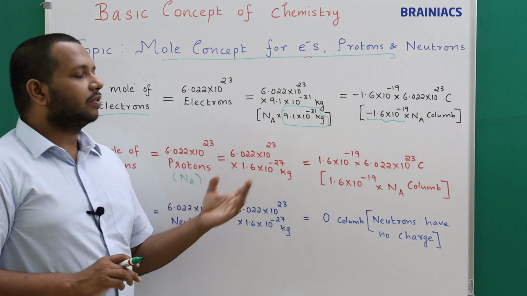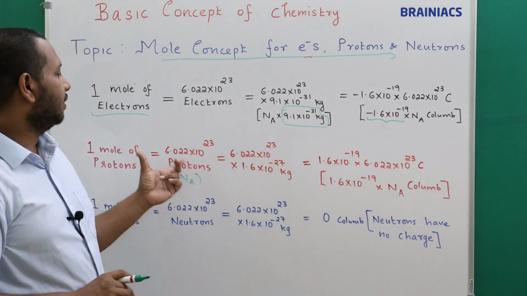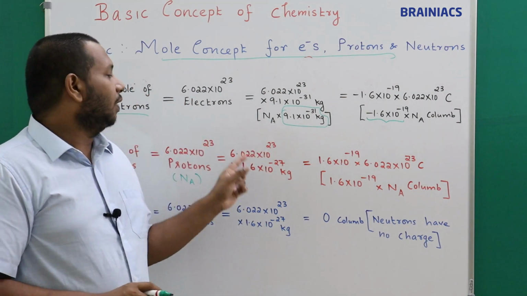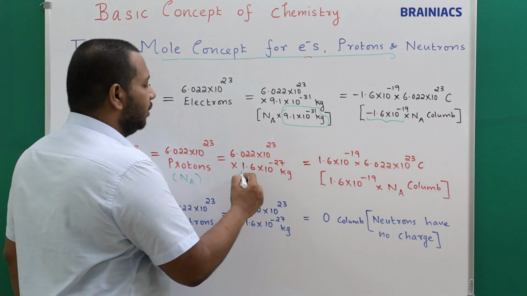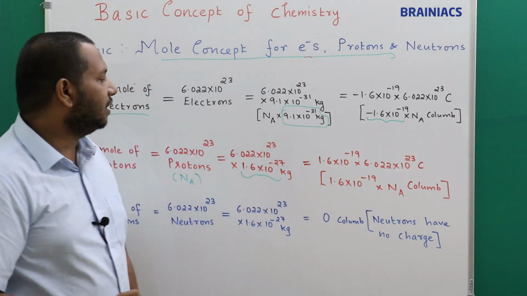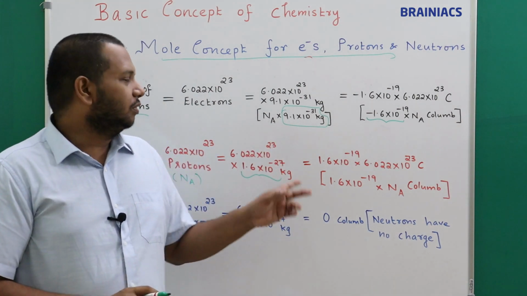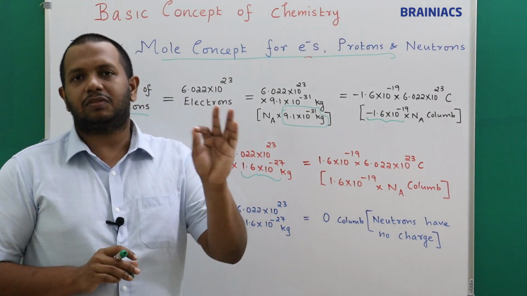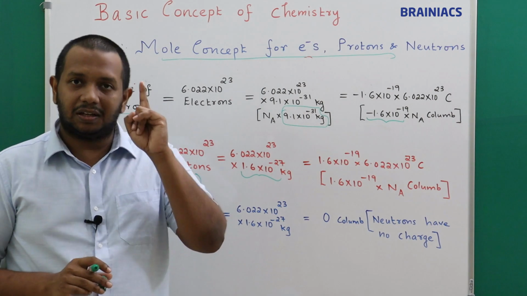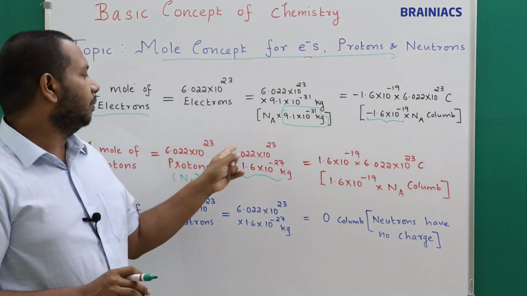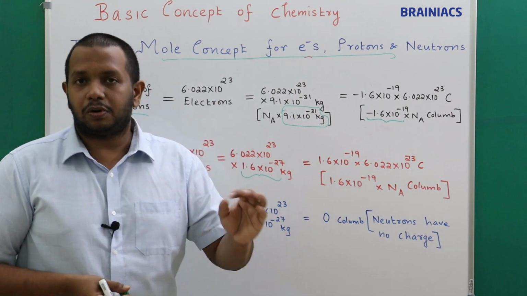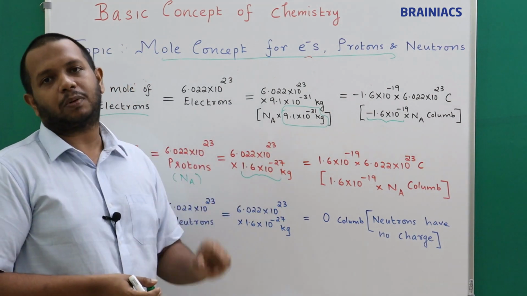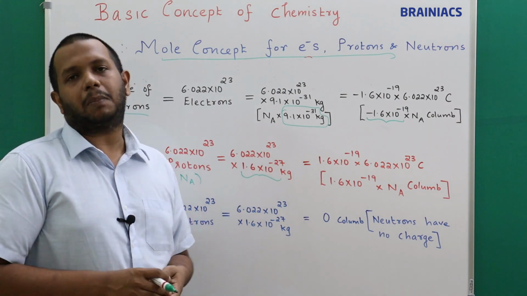Now tell me what is the mass of 1 mole of protons? 1 mole means this much number. So what is the mass of 1 proton? Mass of 1 proton is 1.6 into 10 power minus 27 kg. This you need to learn, there is no other go. 1.6 into 10 power minus 27 kg, that is the mass of a single proton. But 1 mole of protons means how many protons will be there? 6.022 into 10 power 23, multiplied by the mass of 1 proton. So that will be the total mass.